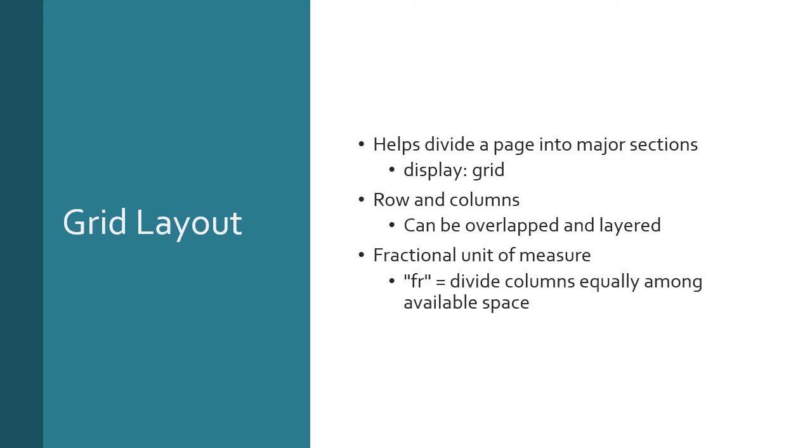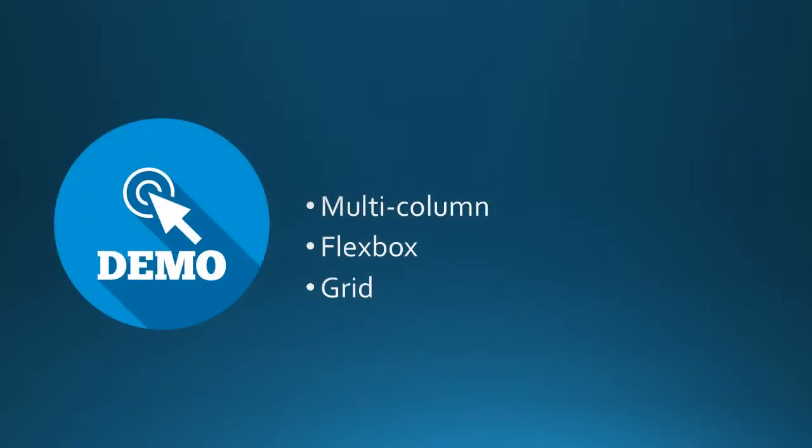What this does is divide columns equally among the available space, but you're also able to add like 2 FR and then 1 FR, so the other one would be 2 times more than that particular column. And they take care of all of the mathematics for you so that we don't have to figure out how much percentage things must be to divide this grid up appropriately. So let's take a look at multi-column, flexbox, and grid.